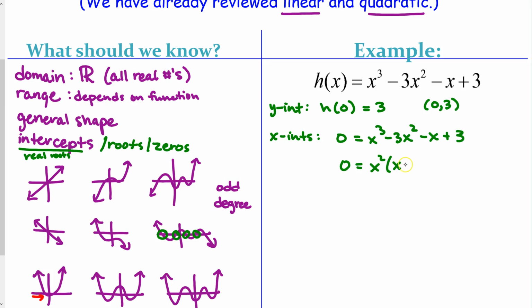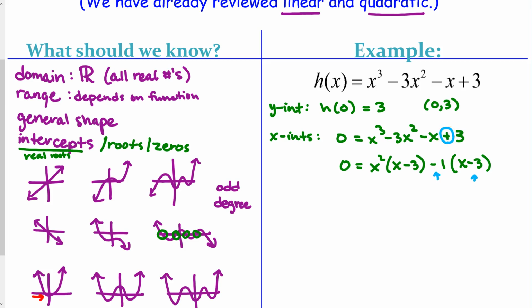So we have x squared times the quantity x minus 3, and then I'm going to factor negative 1 out of the last two terms. So we have minus 1 times the quantity x minus 3. Notice that I factored the negative out, so negative times a negative is how we get positive 3.